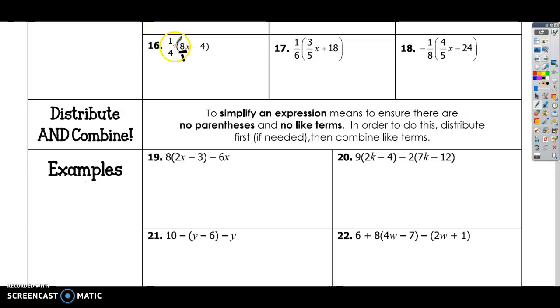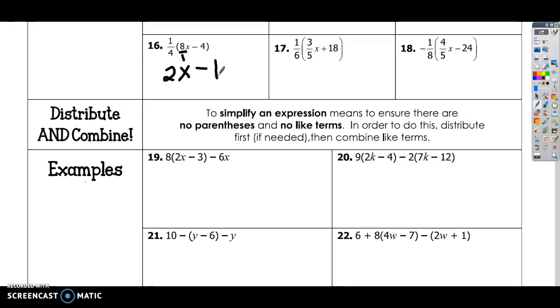If you do 1 times 8, that's 8. 4 times 1 is 4. And 8 divided by 4 is 2. So you can simplify 1/4 of 8 is 2. And again, you bring your x. Now, what's 1/4 of 4? Well, that's just a 1. So even though that has a fraction, hopefully that doesn't look too terribly bad.